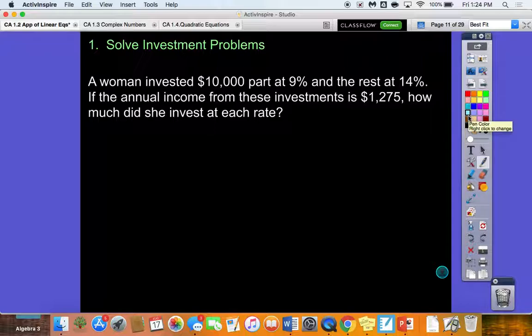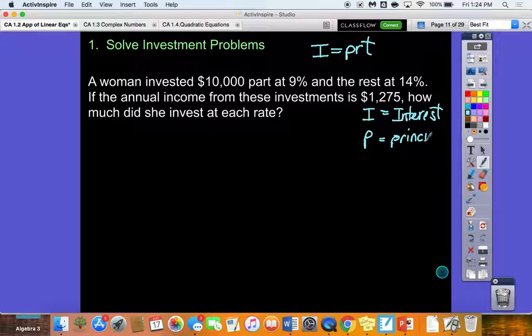Okay, investment problems. This is based on the formula interest equals principal times rate times time. So that is the way those are set up. So I is interest. P is principal. How much did you invest? And R is the rate, and we're going to change that to a decimal. And T is time, and that will be in years.